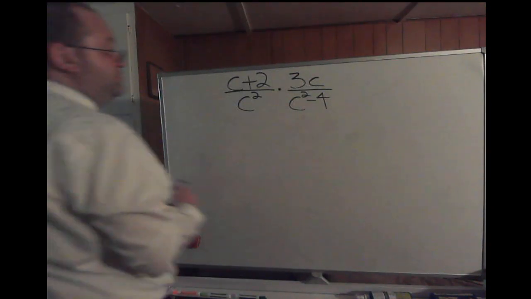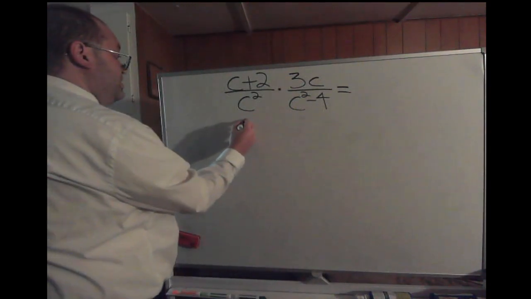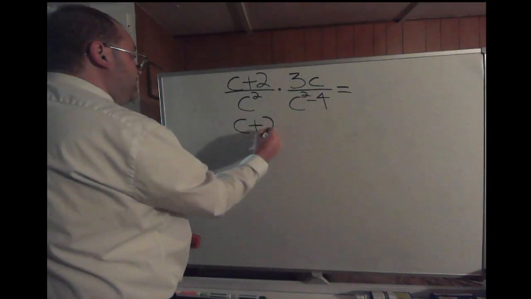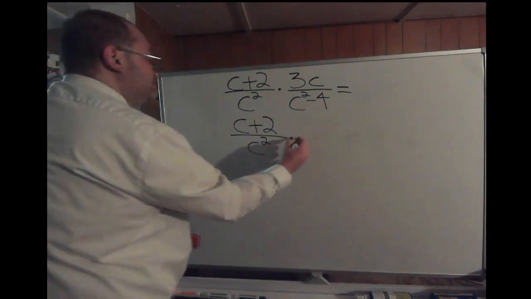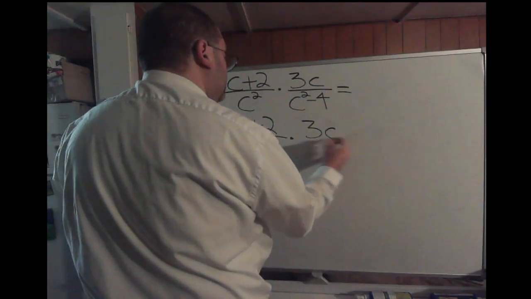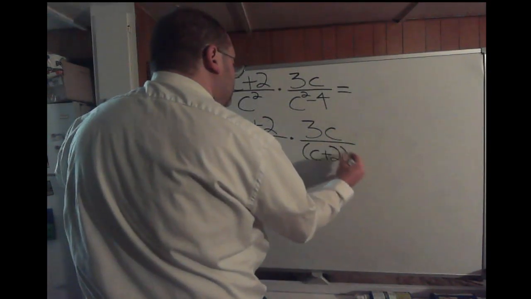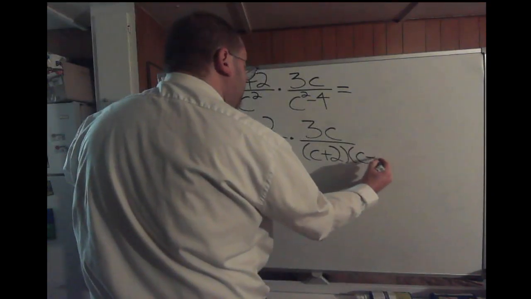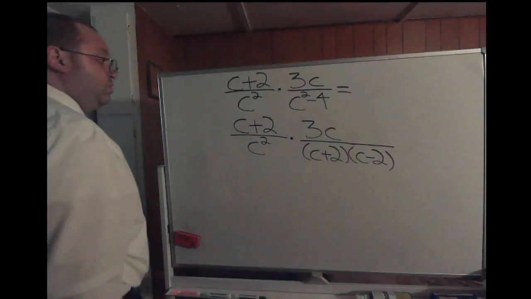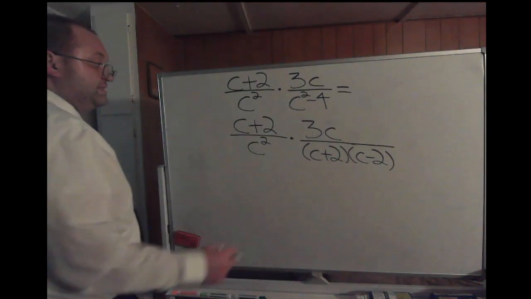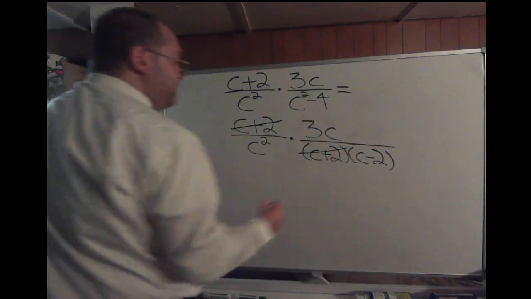First thing I would do is go ahead and factor c squared minus 4. So you'll end up having c plus 2 in your numerator over c to the second in your denominator times 3c all over the quantity of c plus 2 times the quantity of c minus 2. Well, it's plain to see you have a common c plus 2 in the numerator and denominator. Those go bye-bye.